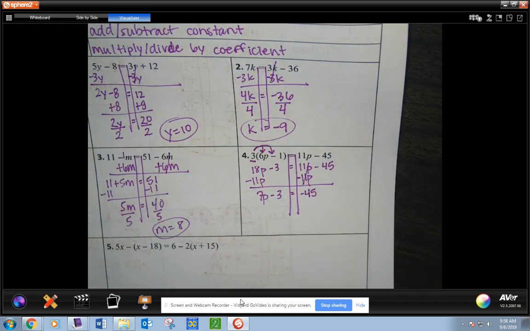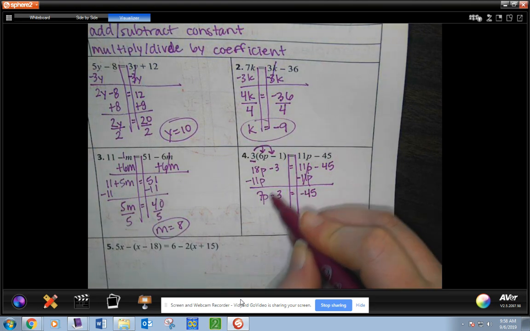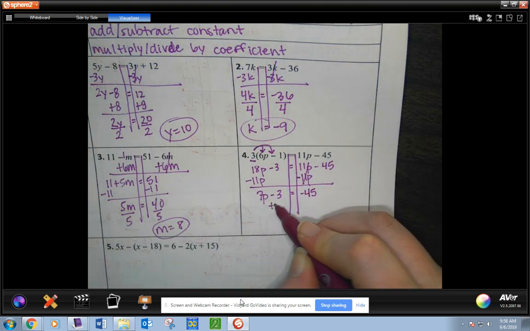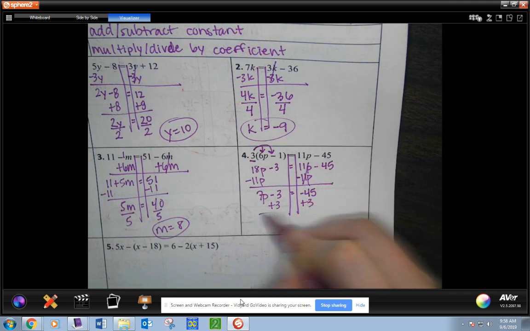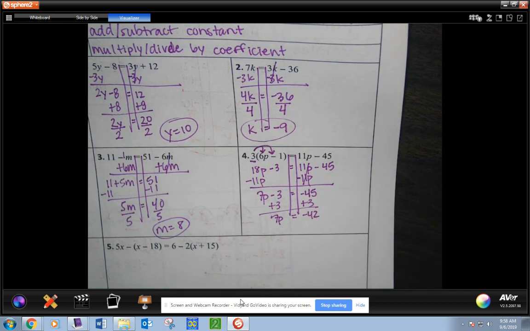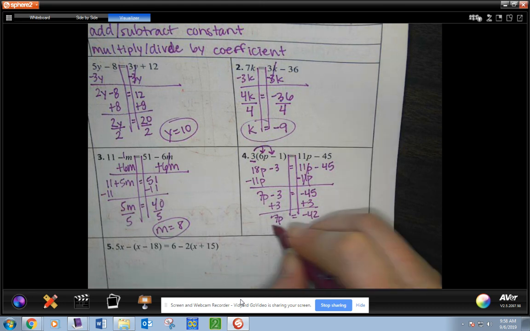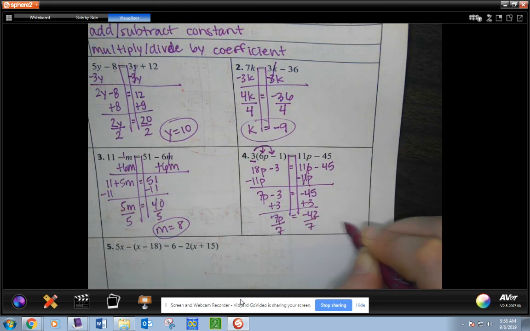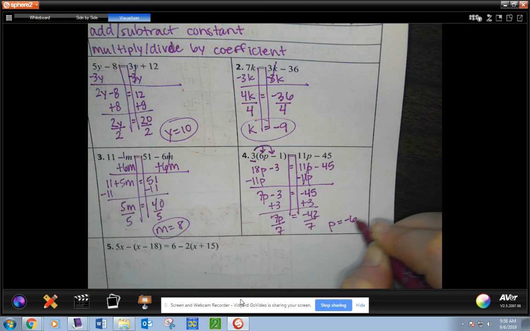From here, I'm at add or subtract the constant. Well, the constant is minus 3, so I need to add 3. That gives me 7p equals negative 42. Once I add, I divide by 7, and I get p equals negative 6.